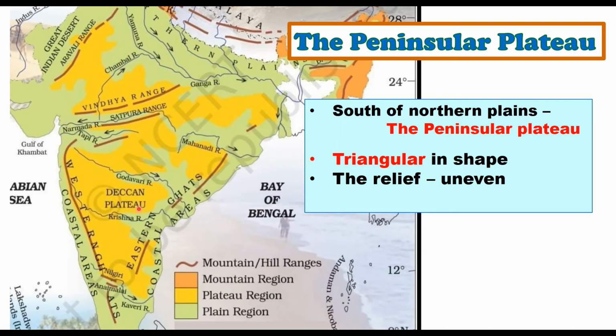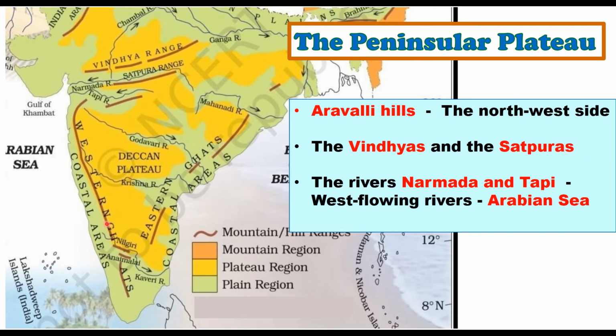To the south of northern plains, we have the Peninsular Plateau. It's almost triangular in shape. You can see in this diagram. It's almost triangular. The relief is uneven here. We have learned in the previous chapter what relief is. The relief is the difference between the highest point and lowest point of a landmass. So the Peninsular Plateau has an uneven relief. This region has numerous hills and valleys.